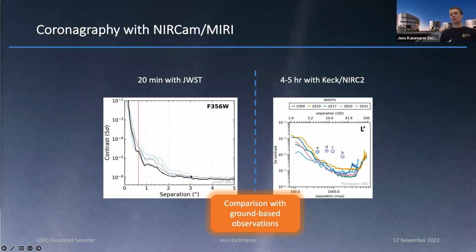So at least in these regimes where from the ground you're dominated by background from the thermal emission from the atmosphere, with JWST you're at least a factor of 10, 20 better than anything that has been possible before from the ground.